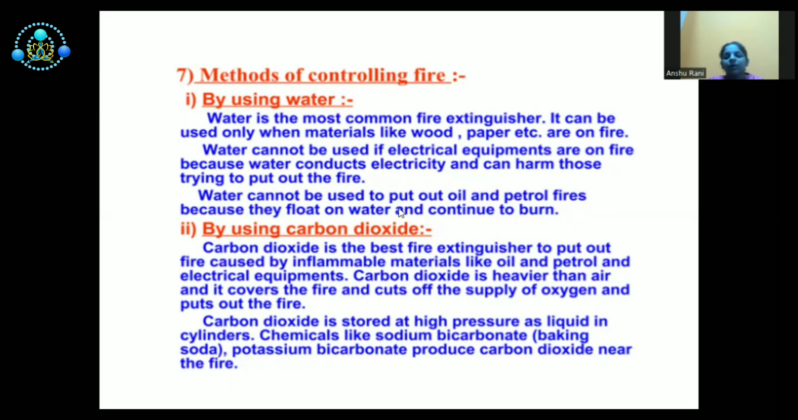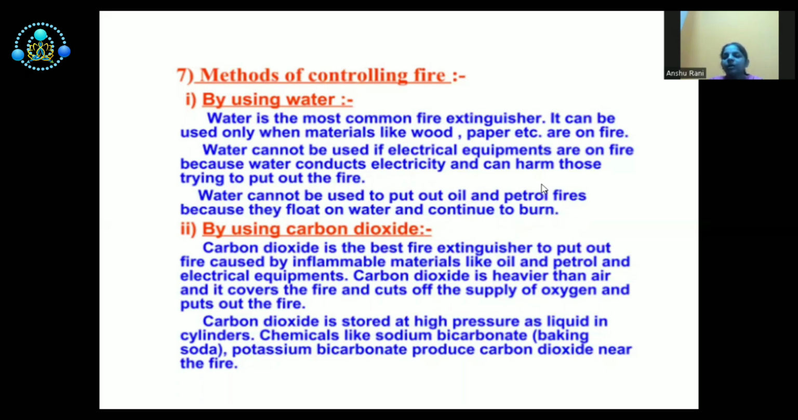Then we can use carbon dioxide. We know that carbon dioxide fire extinguishers were common in use in earlier times because carbon dioxide is heavier than air. So it will make a layer around the combustible substance. So oxygen will not come near the combustible material because carbon dioxide is heavier. It will not let oxygen come in contact with the combustible material. It will not burn. So it can stop burning in that way.